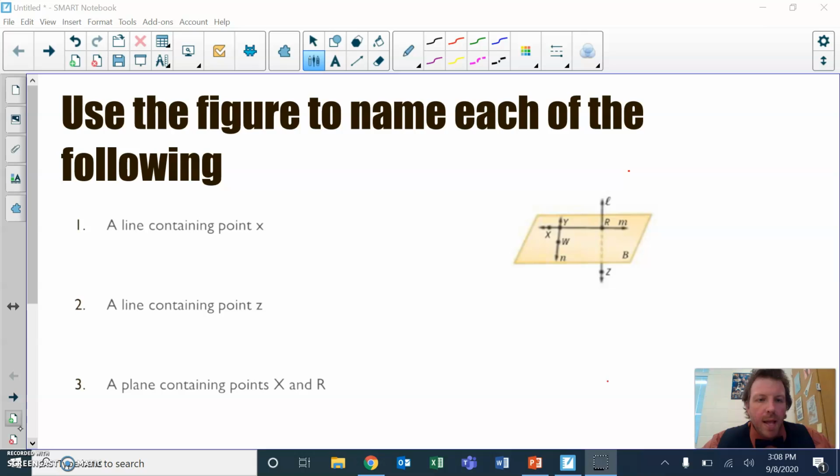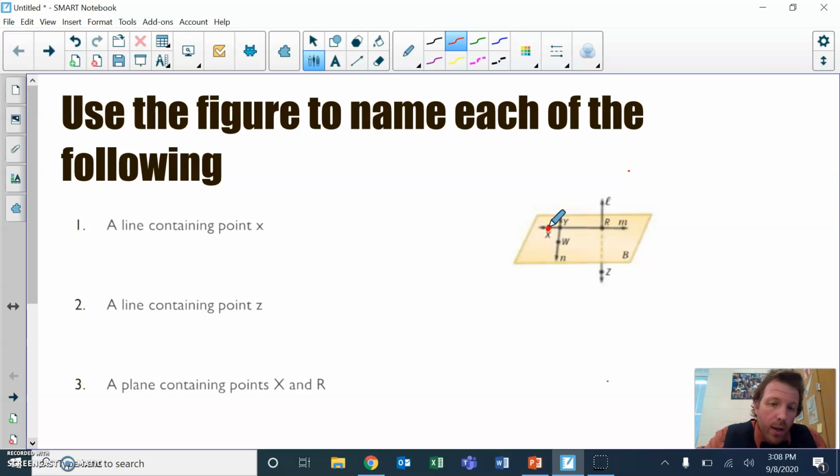So we want to name a line that is containing point X. And so the first thing you want to do is you want to find a line that contains point X. So you want to find point X. So there's point X. A line containing it has to have 2 points. And so when we label that, it has to have 2 points that make that line. And so all I got to do is I got to find another point that's on that line. And the other point that's on that line is Y and R.